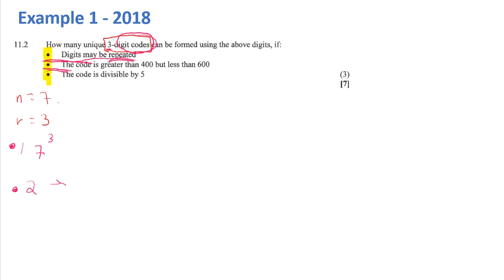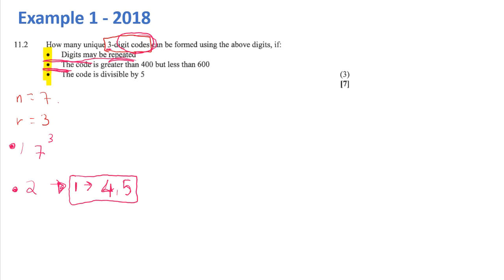What does that mean? Think about that. It means the first number in that code can be either a 4 or a 5. Okay, that's what it means. It has to be less than 600, so it can't be 6, and it has to be greater than 400, so it has to be 4. Okay, so the first digit can either be 4 or 5. Okay, that's what this second condition means.